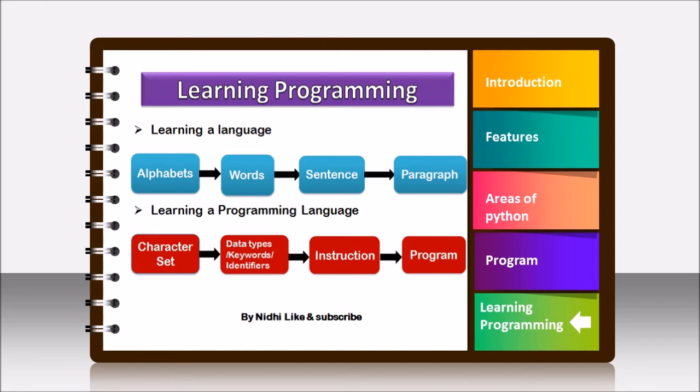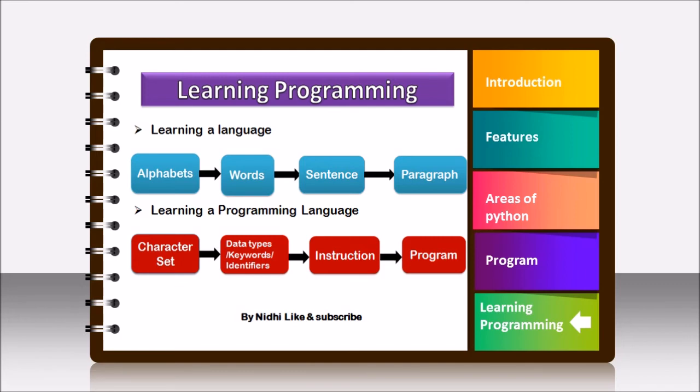So similarly it happens in programming also. So for learning programming you should know the allowable character set, and then with the help of these character sets we will form data types, keywords, identifiers, and with the help of data types, keywords, and identifiers we will form an instruction, and the set of instructions is known as a program. So we will develop programs with these steps. So for learning a programming language you should know these basic things in programming. So this is the generalized way of learning any language, programming language or a general purpose language.